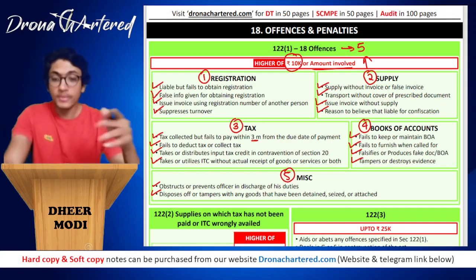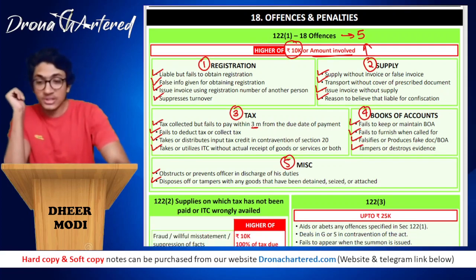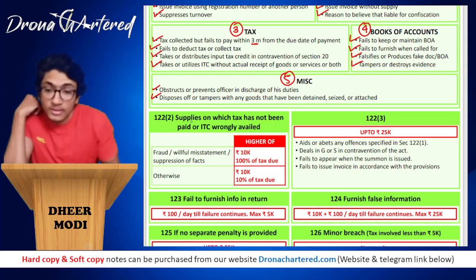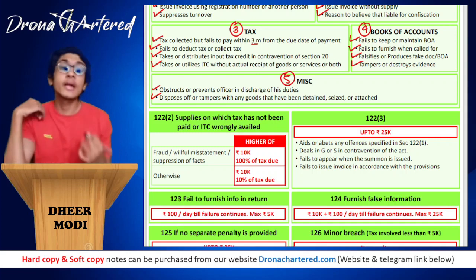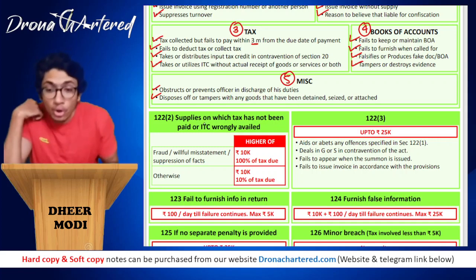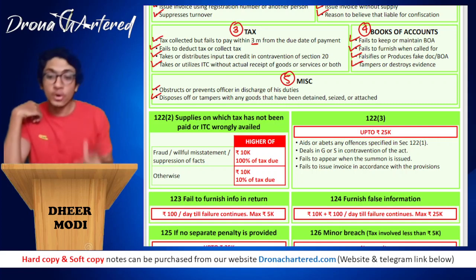Okay. Now coming to your next section, that is section 122. Now 122(2) says about supplies on which tax has not been paid or ITC has been wrongly availed. Supplies on which you have not paid tax or you have availed ITC where you were not actually allowed.